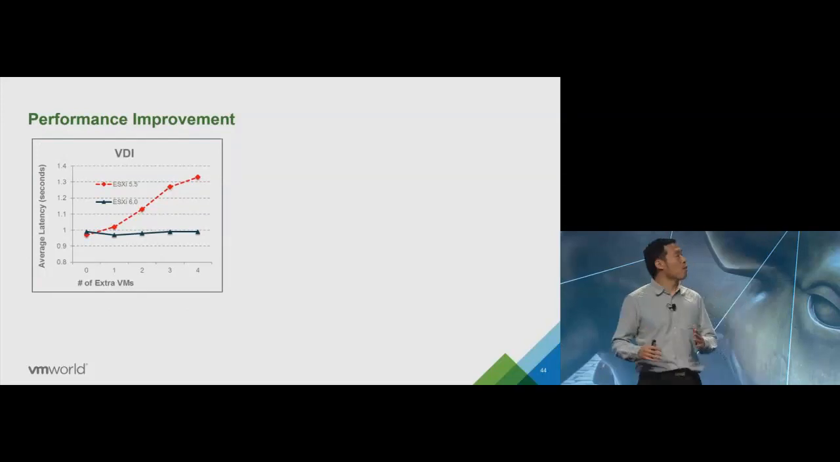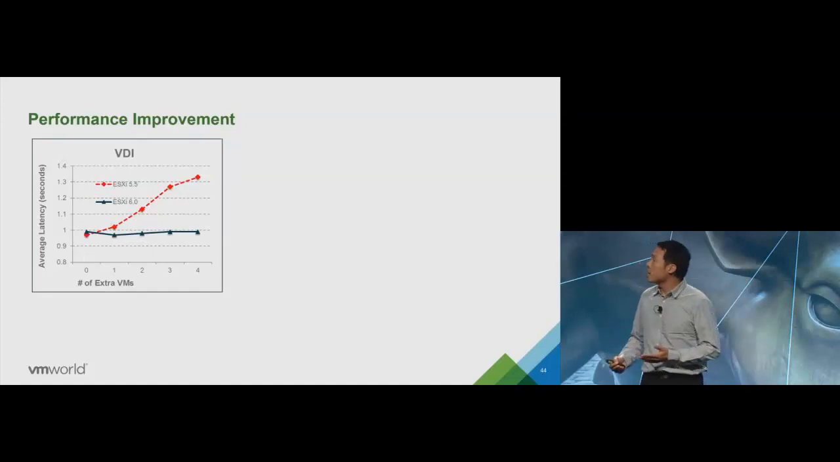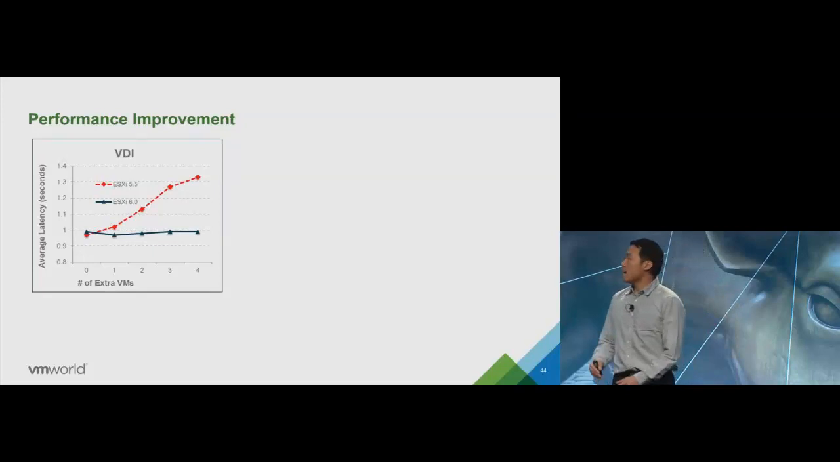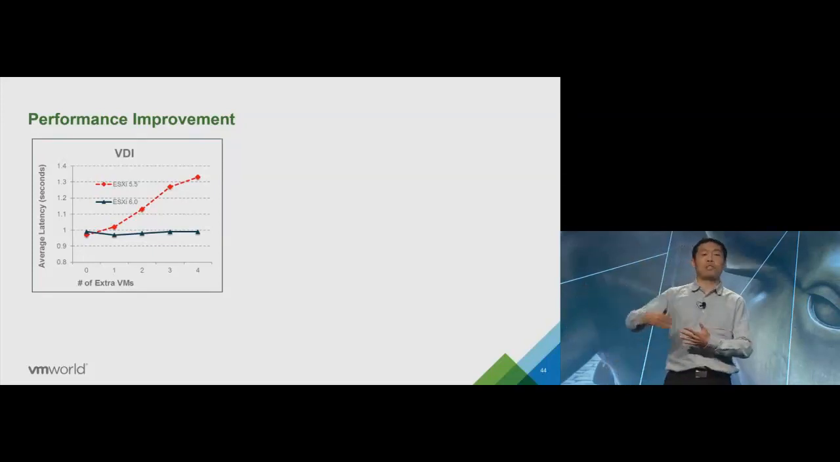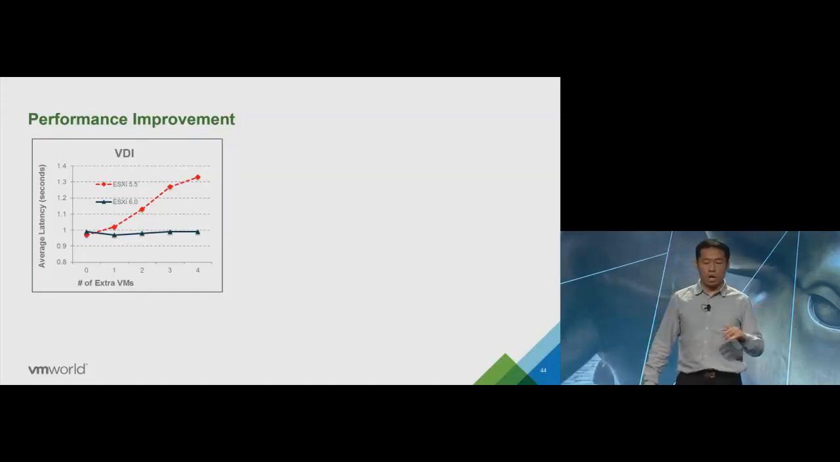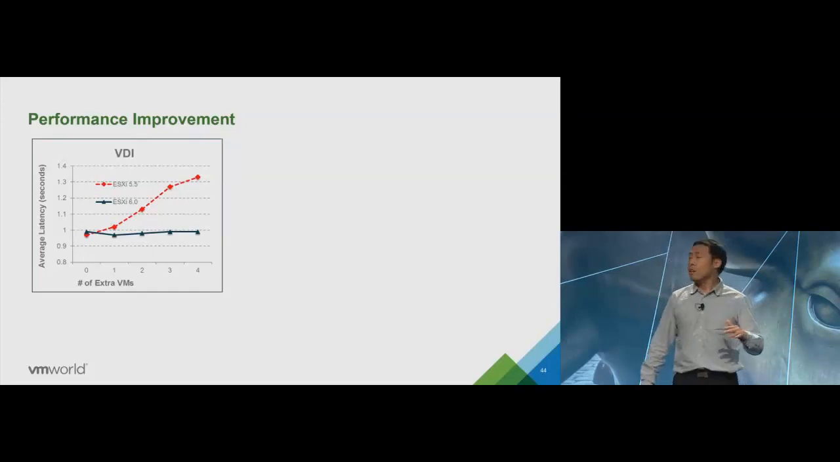This figure shows the performance benefit of having the clear memory state. In this example, I run about 12 VDI VMs, which consume almost all the host memory, for about 50 minutes. Then I start to power on extra VMs to introduce memory pressure to the host. In the figure, the y-axis shows the average operation latency, so the lower, the better.